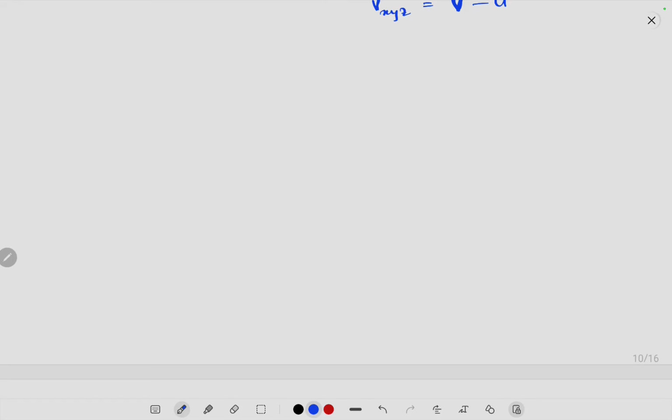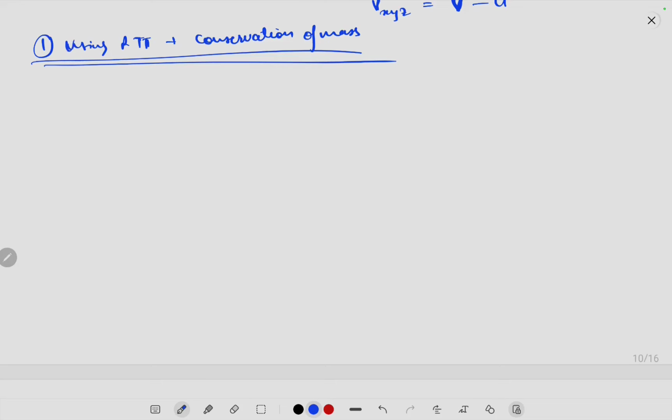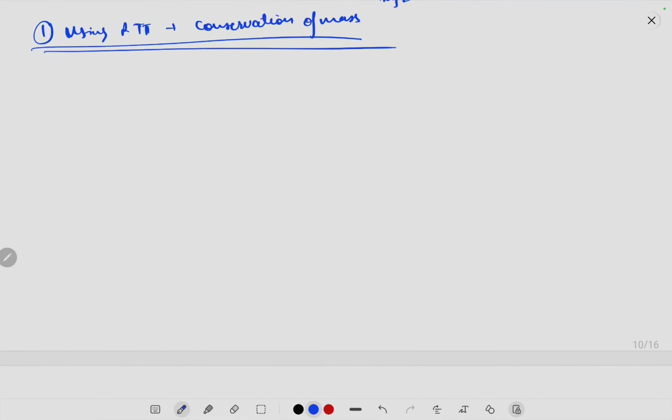Result that we can derive using Reynolds transport theorem. So using Reynolds transport theorem and conservation of mass, the following is the result. Let's say N of system is, so the property now that I am interested in is mass.